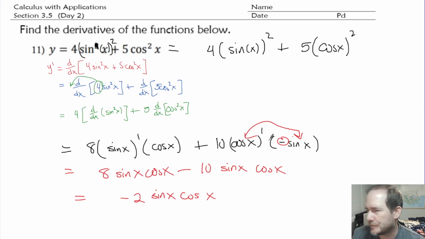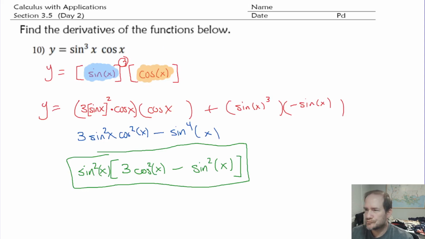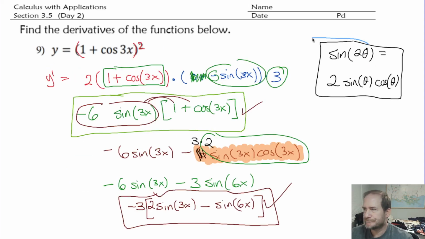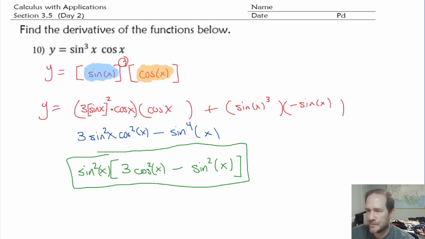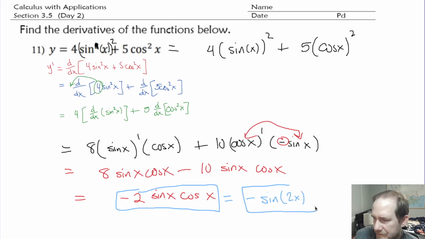If you stopped here, I wouldn't be mad at you. But you should probably be noticing that this is the same identity from before. This one. It said that 2 times the sine times the cosine can be turned into the sine of the angle doubled. So this is a pretty obvious case for doing that. This is now negative sine of 2x. So if you can do that, you definitely should. But if you did this, this is okay.